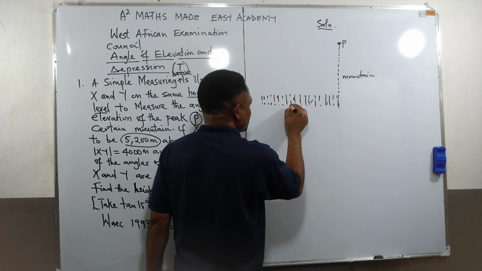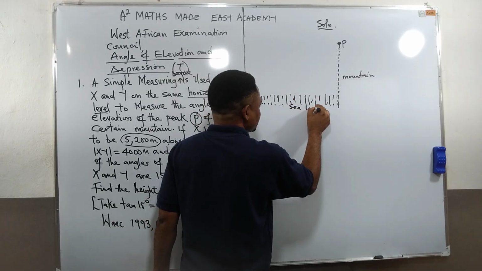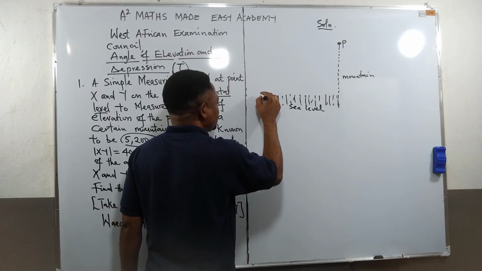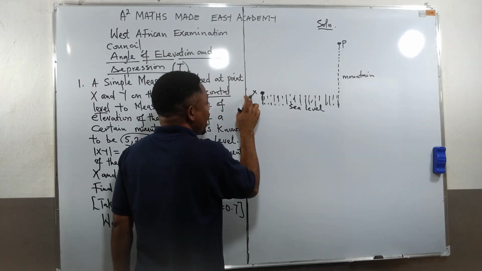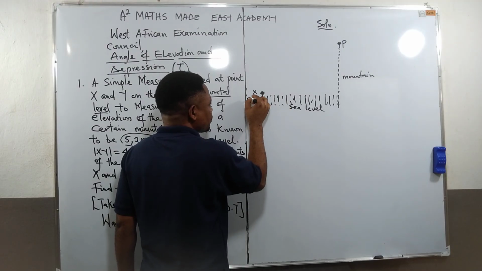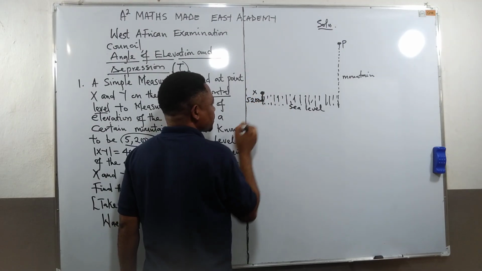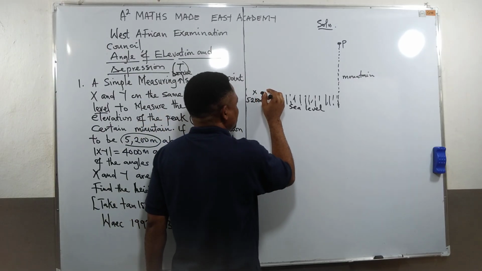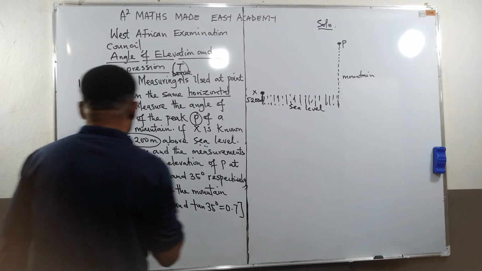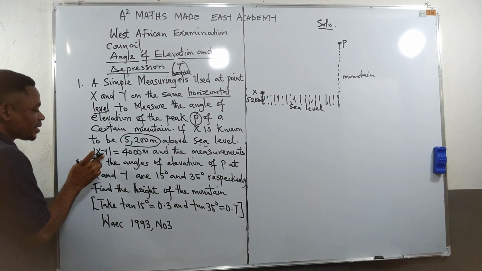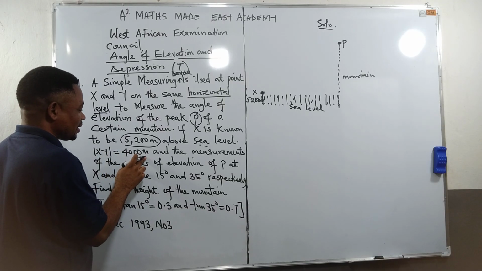This is called sea level. And this point is the point X. This point X that is above sea level is given as 5,200 meters. Hope you are following. Let's continue with the message first. Above sea level. Now look up. Side XY is 4,000 meters.